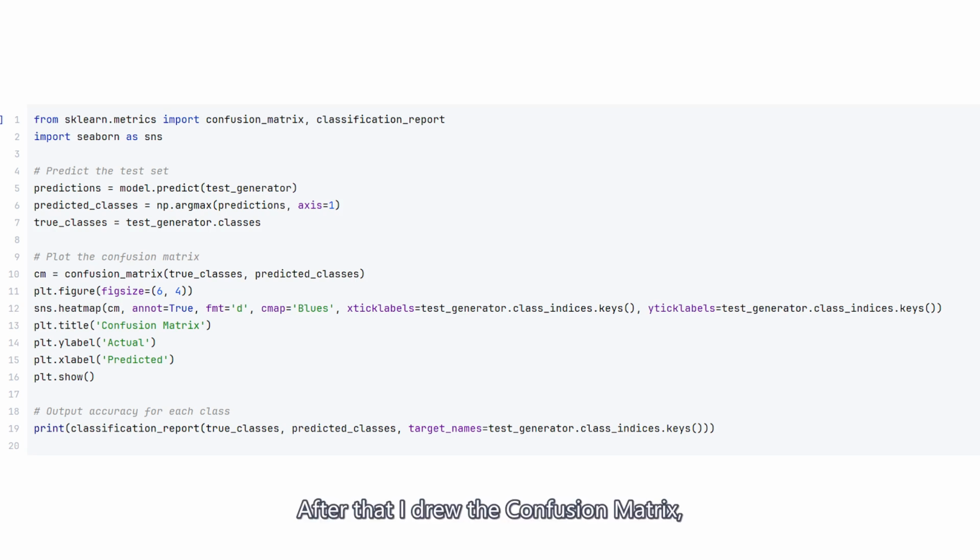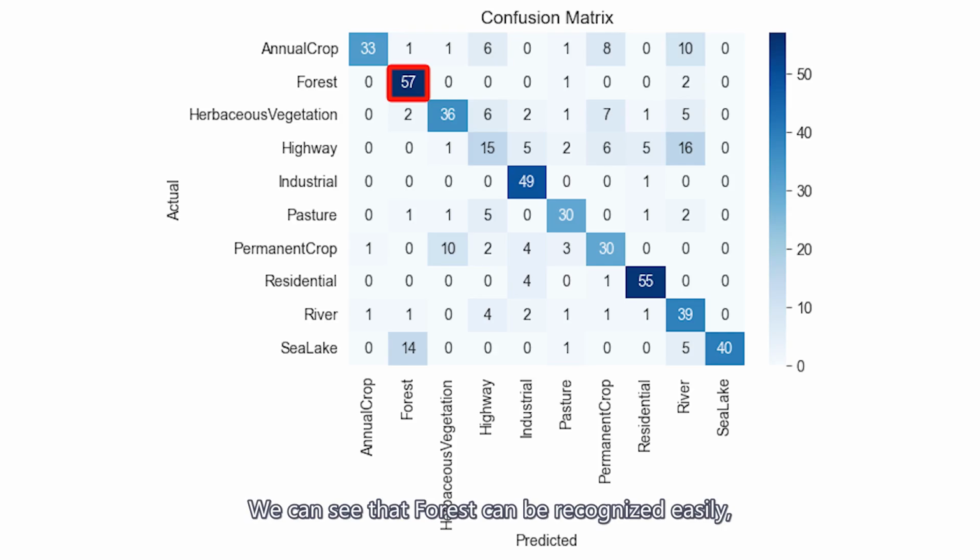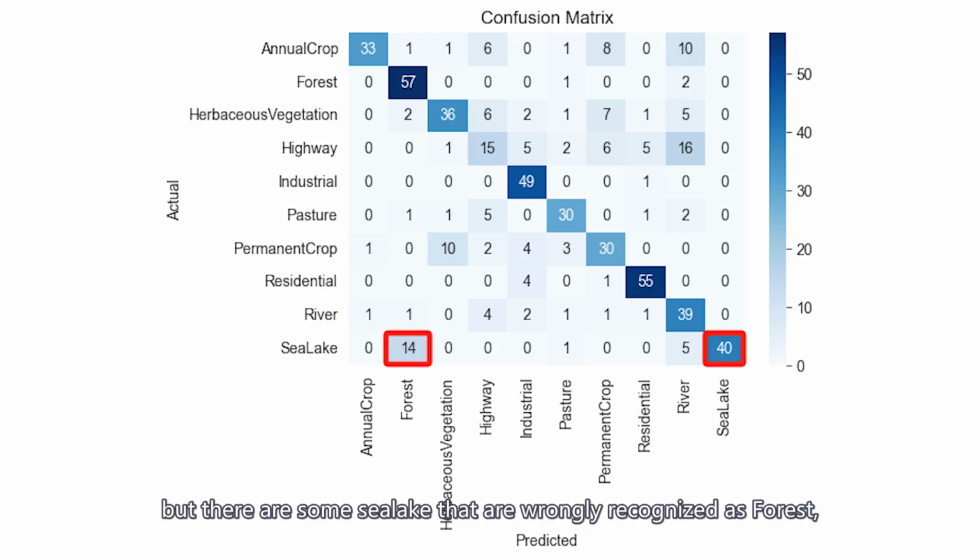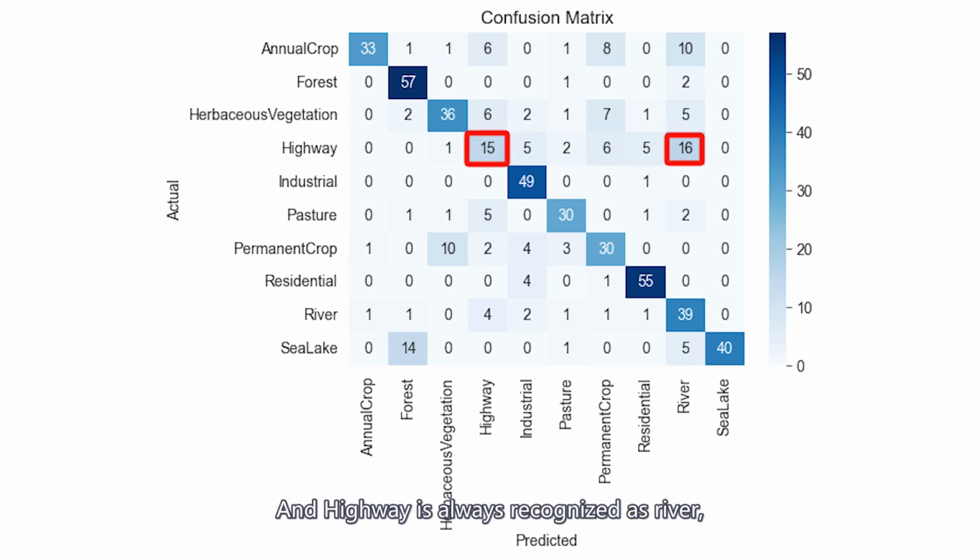After that, I drew the confusion matrix, in which we can see which categories are actually recognized and which are often confused with other categories. We can see that the forest can be recognized easily, but there are some sea lakes that are only recognized as forest, probably because they are all dark and large color blocks, and the highway is always recognized as river, probably because they look thin and long.